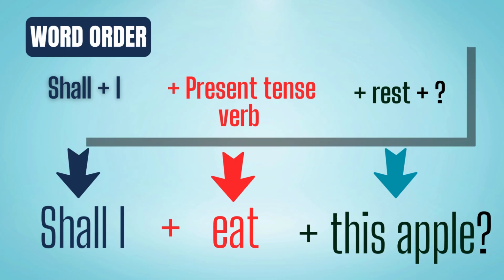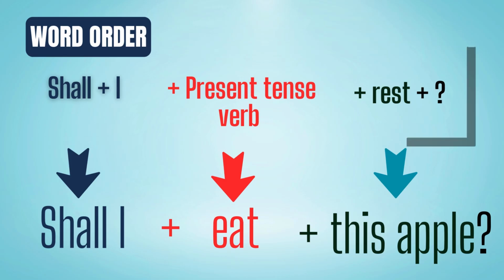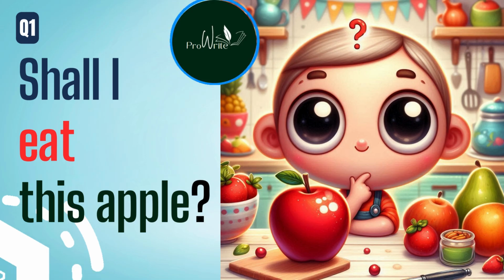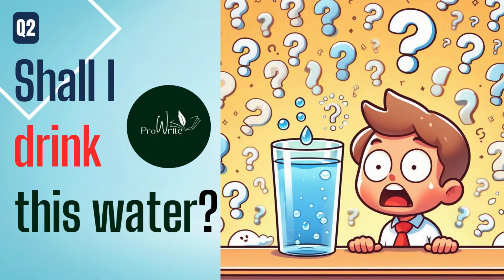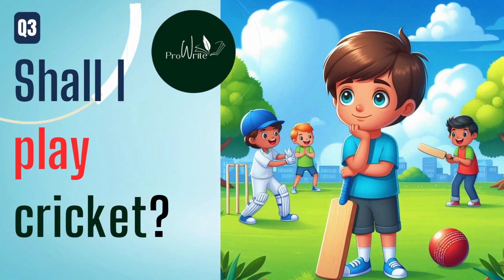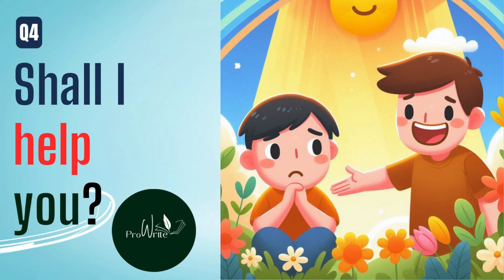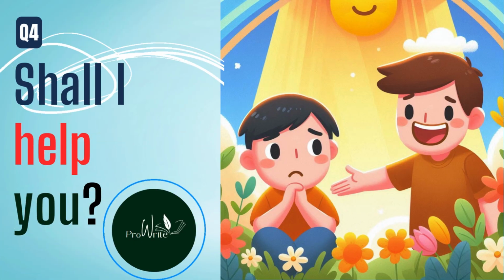This apple, this is the rest of the sentence, giving us the context of the action. So, there you have it. These elements combine beautifully to create a grammatically sound question in English. Shall I drink this water? Shall I play cricket? Shall I help you?